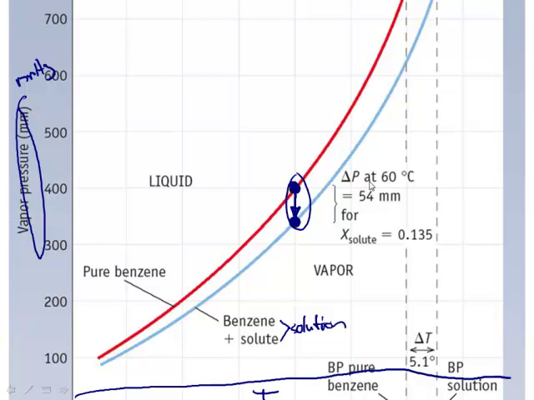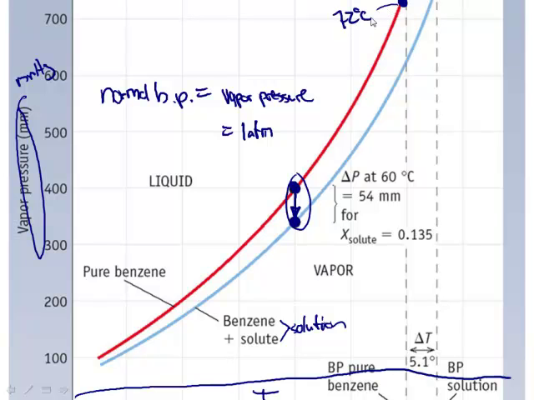Remember, guys, we said that the normal boiling point of any solution is where the vapor pressure is the same as the atmospheric pressure. So in other words, the boiling point of a liquid is where the vapor pressure is equal to 1 atmosphere. That's the normal boiling point, okay? Now, if we look at pure benzene, the dotted line here is showing you the normal boiling point of pure benzene. I forget what that is, but that's roughly 72 degrees Celsius or something like that.